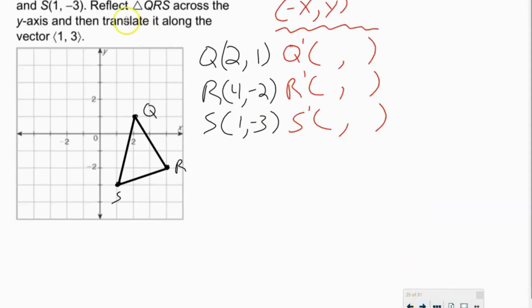So here it says to reflect QRS across the y-axis. So this is the notation for the y-axis, okay? We're just going to change the sign of the x, okay? So I see I got a +2, a +4, a +1. I'm going to keep the y the same and change all of these to negative. So now I got (-2, 1), (-4, -2), (-1, -3). That's flipped over the y-axis.